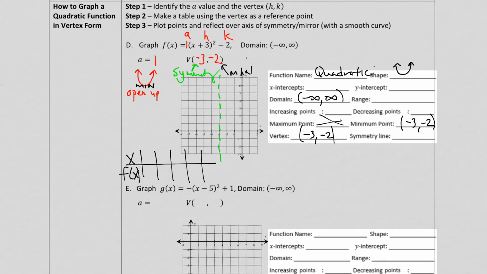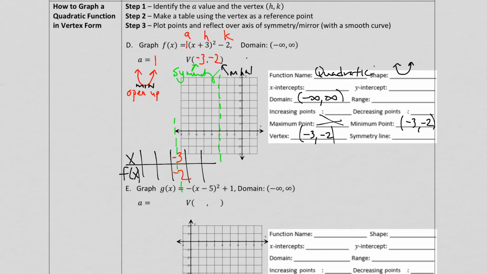And I'm going to use the vertex, which is this point here, as my reference point. So I'm going to put this point in the middle of my table. So negative 3, negative 2. Negative 3 is the x value. Negative 2 is the y value. And I know that this point here is my symmetry point, so it's going to be on this line. So I can think of the table as being cut here with symmetry.